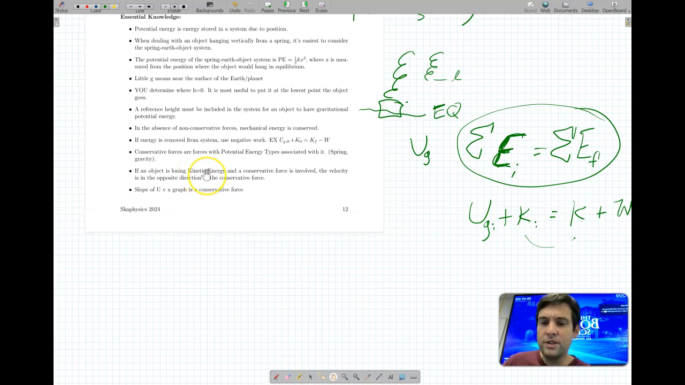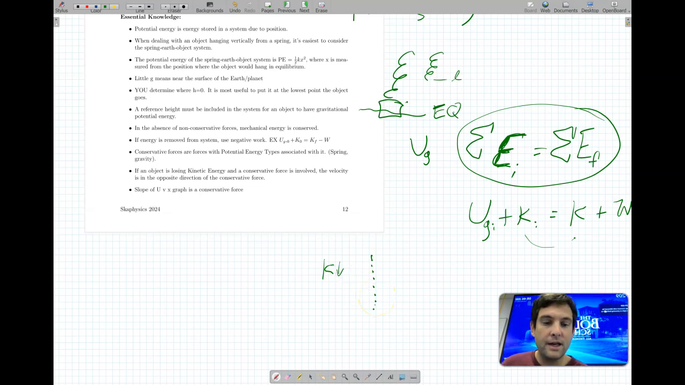If an object is losing kinetic energy and a conservative force is involved, the velocity is in the opposite direction of the conservative force. This is a really specific scenario, but it came up in class and enough people missed it and had questions about it that I wanted to include it. So basically what it's saying is if I throw an object directly up in the air, the speed is slowing down. So that means my kinetic energy is decreasing as it goes up.